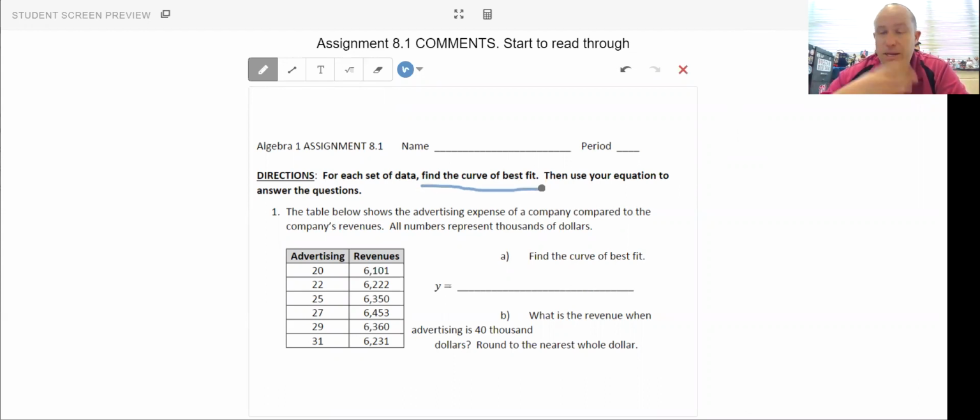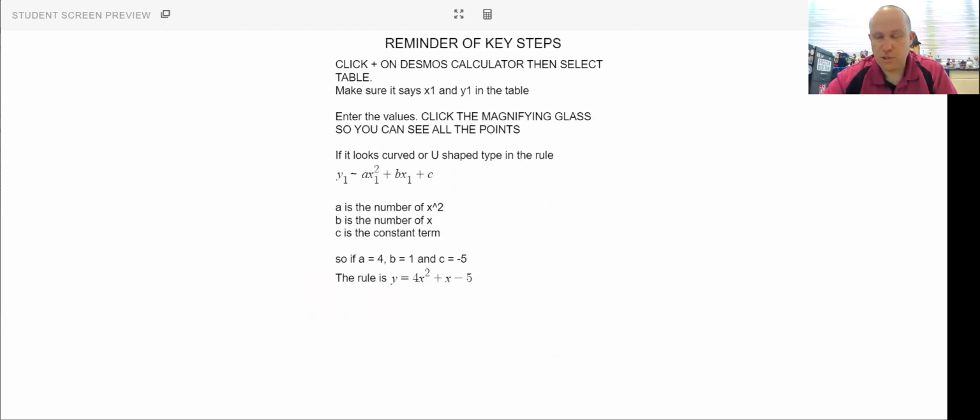So we know that we're typing in the data into a table on Desmos, and then we're going to find out what the rule is. Then use your equation to answer the questions. The table below shows the advertising expense of the company compared to the company's revenues. All numbers represent thousands of dollars. Now that means that when it says 20, that does not mean $20. That actually means $20,000. So that's going to be kind of important as we're doing our question.